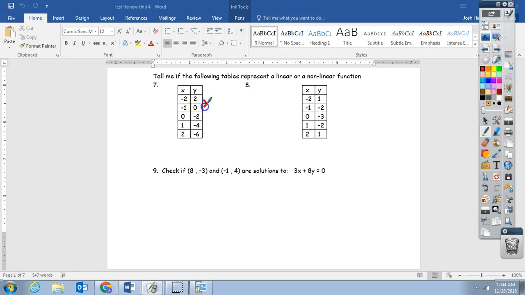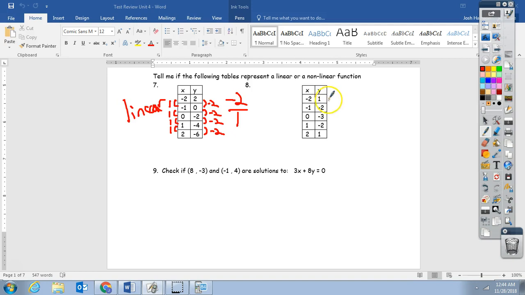Notice this one is going down 2, down 2, down 2, down 2. This one over here, the x value is going over 1, over 1, over 1, over 1. That means this graph is going down 2 over 1. That's my rise over run the whole time. This is linear.